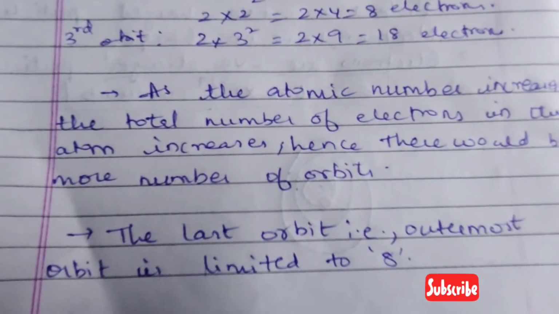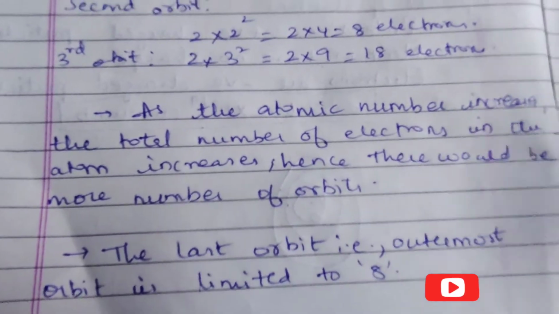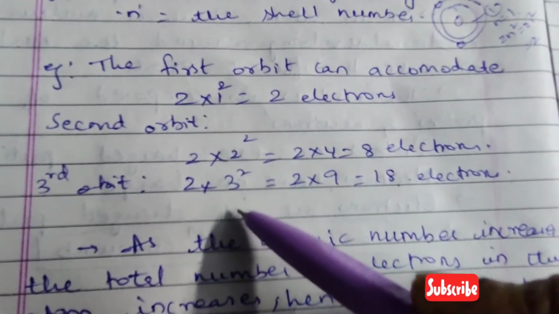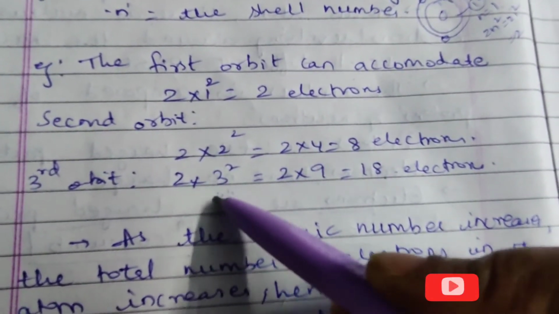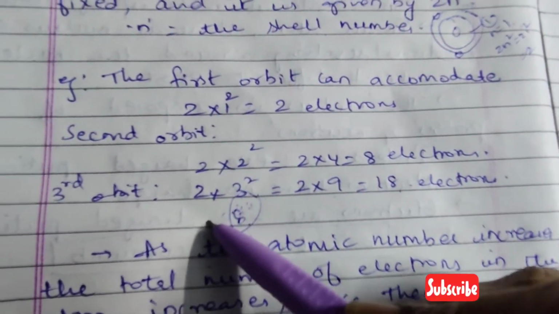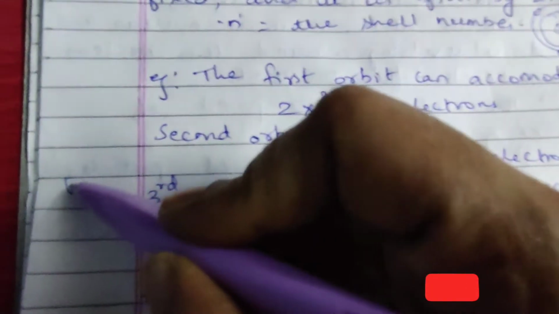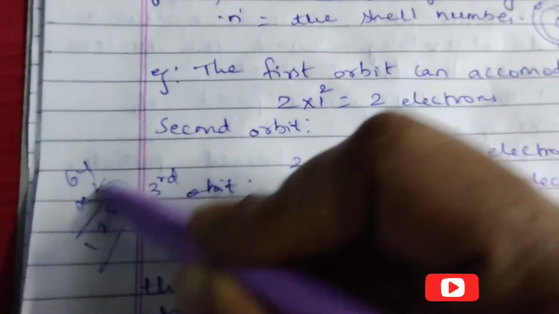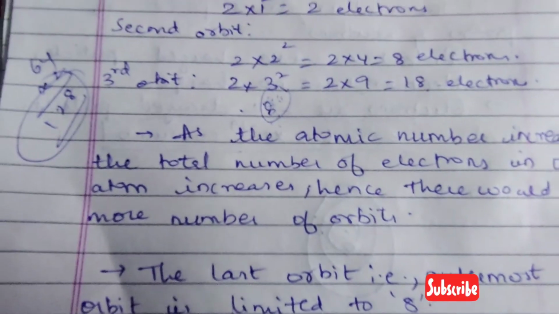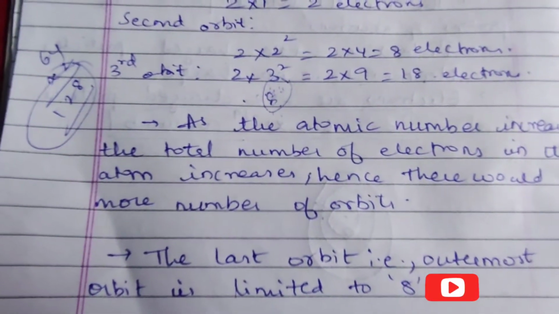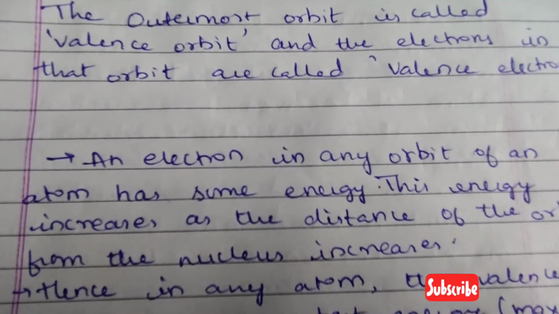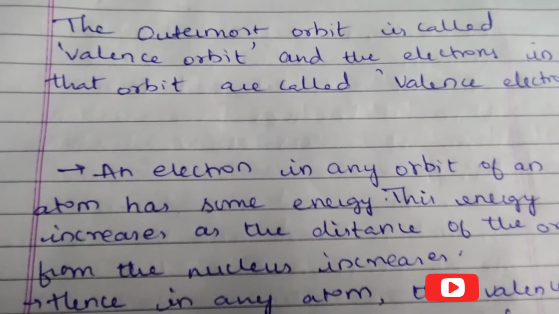So the last orbit, that is the outermost orbit, is limited to 8. See here, these electron values are increasing. The orbit numbers we are taking here, 4 square, 5 square, you can take up to a maximum of 8 square, 8 square into 2, 64 into 2, that is 128 electrons that could be accommodated in the last orbit. But the last one is limited to 8. So the outermost orbit, like I said, will have a maximum of 8 electrons.